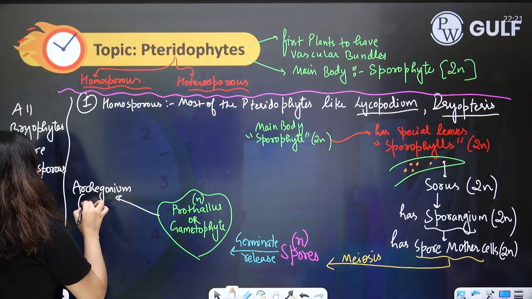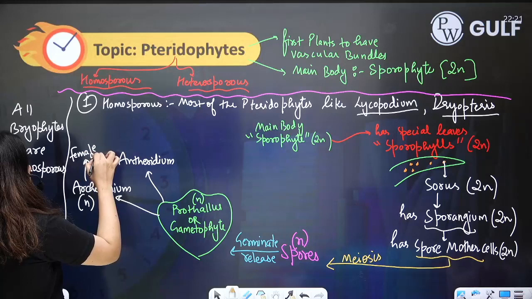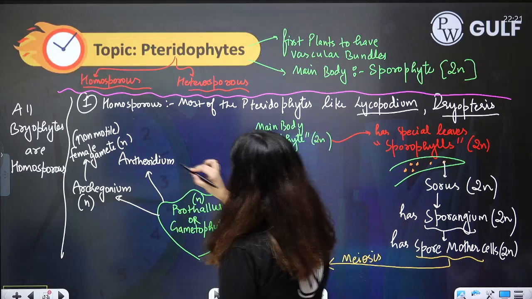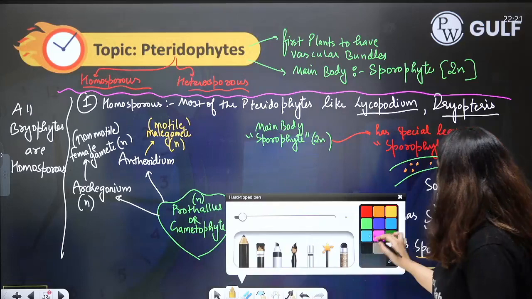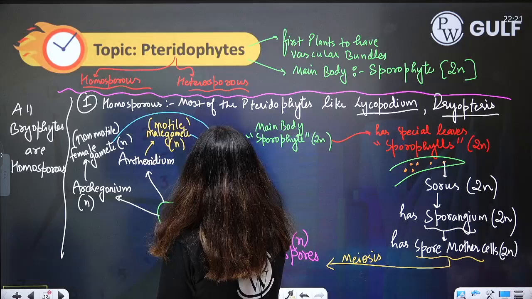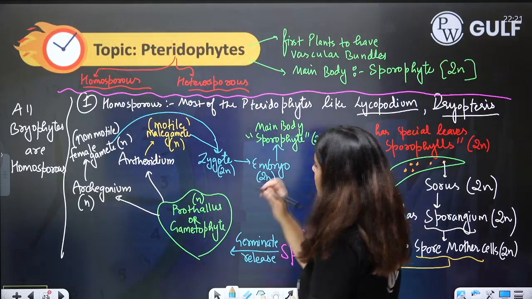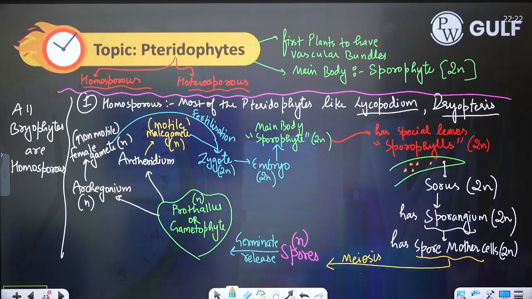It will also have antheridium. Archegonium will produce the female gamete, which is non-motile; here also the female gamete cannot move. Whereas antheridium produces the male gamete, which is also haploid but motile, having lots of flagella. Here, male and female gametes will fuse and form zygote. Zygote forms embryo. After fusion, the condition will again become diploid and the embryo can form a new body. Right, so this is what happens in homosporous pteridophyte.